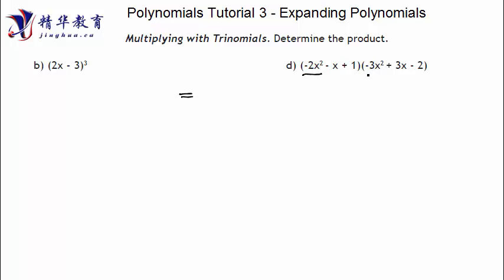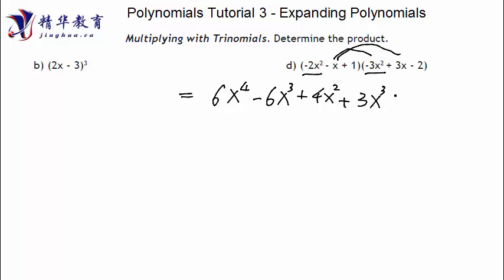All right, so these terms times these terms, negative 2 times negative 3 will be positive 6x to the fourth. Next one will be negative 2 times positive 3, negative 6, and then x cubed. And then this term times this will be positive 4x squared. And then these will be positive 3x cubed. And then this one will be minus 3x squared. The next one will be positive 2x. And now it's plus 1. 1 times this is negative 3x squared, and then plus 3x and minus 2. Now you see why I need this much space.